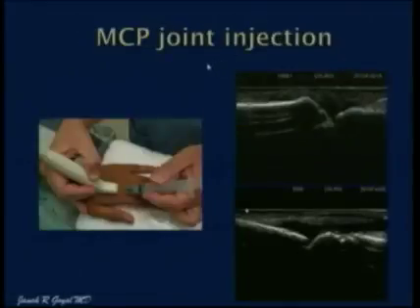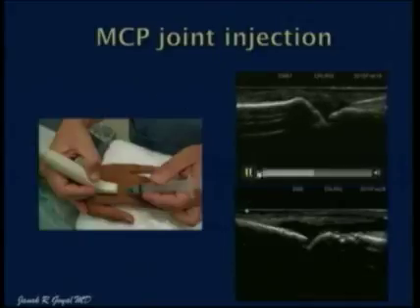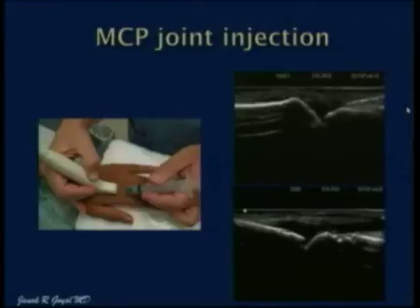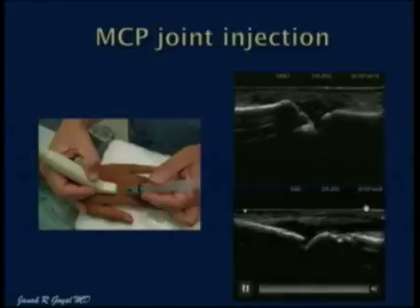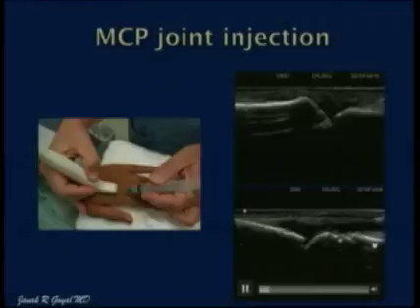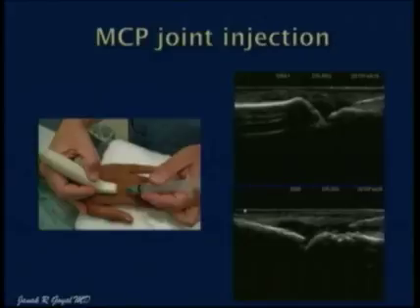Again, for MCP joint injection, similarly, there are two approaches, proximal to distal and distal to proximal. Here is the approach from distal to proximal. Here is your metacarpal and here is your phalanx. And on the other hand, this is an approach from proximal to distal. Here is the phalanx, here is your metacarpal.